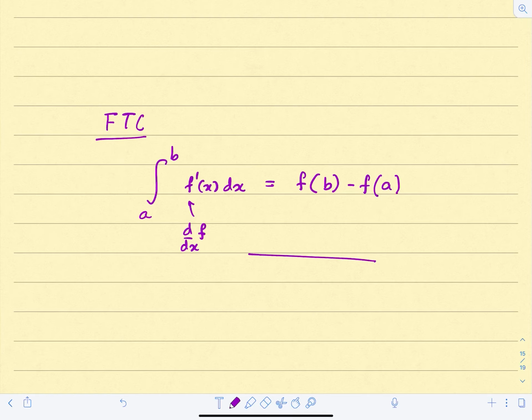So the fundamental theorem of calculus says, if you have a definite integral that goes from a to b of f prime x dx, where f prime denotes the derivative of f with respect to the x variable, then the value of this definite integral equals your function value at the right endpoint minus the function value at the left endpoint. So here, if this is your x-axis, your x goes from a to b, and this is the function value at b, and this is the function value at a.